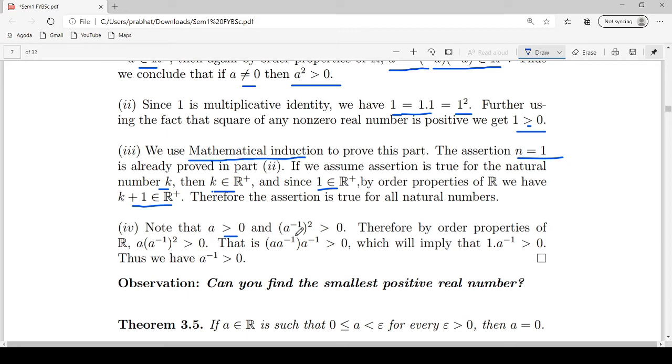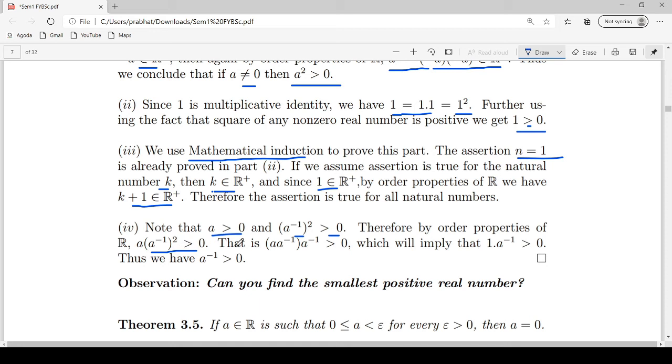Consider the square of a inverse. In the first statement of this theorem only, we have proved that the square of every non-zero real number is greater than 0. Therefore, the square of a inverse is greater than 0. Now, by using order properties of R, you can say multiplication of two positive real numbers is positive. Hence, you can say a into the square of a inverse is greater than 0.